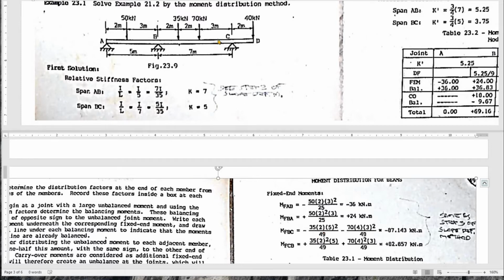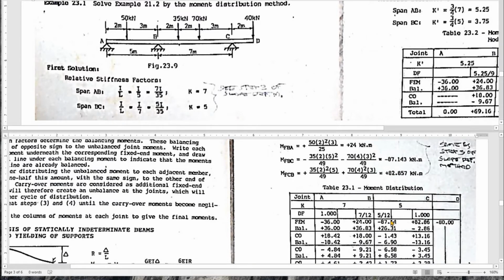Next, we now go to fixed end moment CB. So 35 times 2 squared times 5 divided by 7 squared plus 70 times 4 squared times 3 divided by 7 squared. And we have 82.857. And then, ang reaction moment niya would be clockwise direction, kaya positive dito. Okay? Next step would be the moment distribution table. So, gagamitin natin yan using Excel.